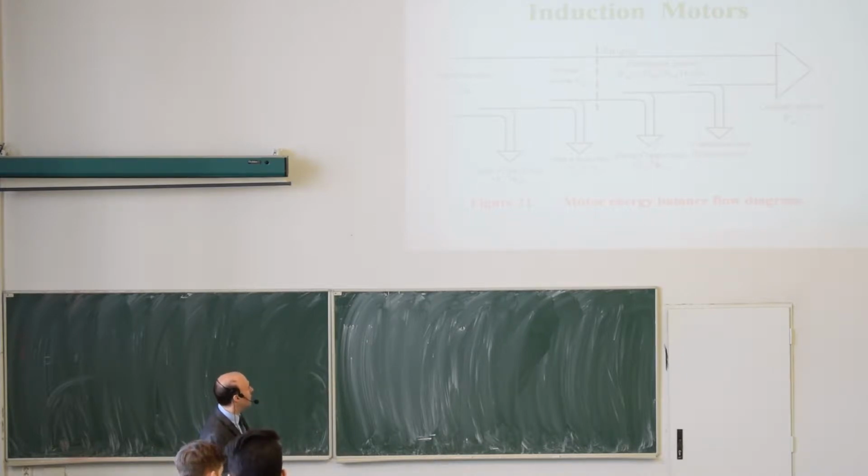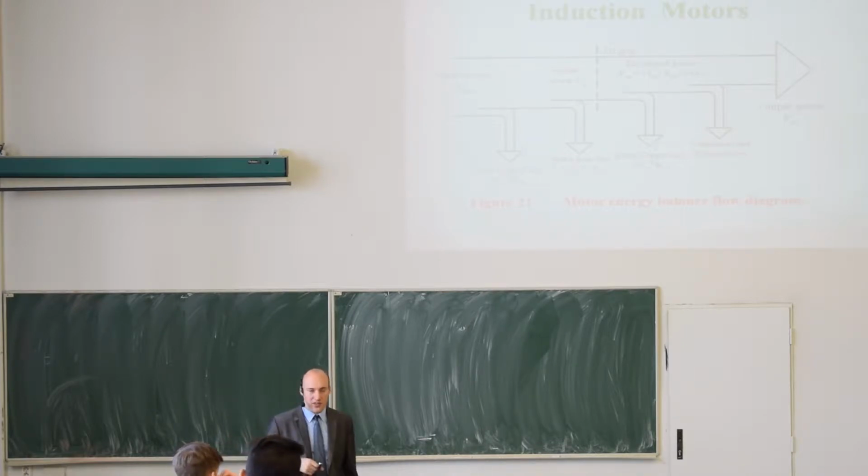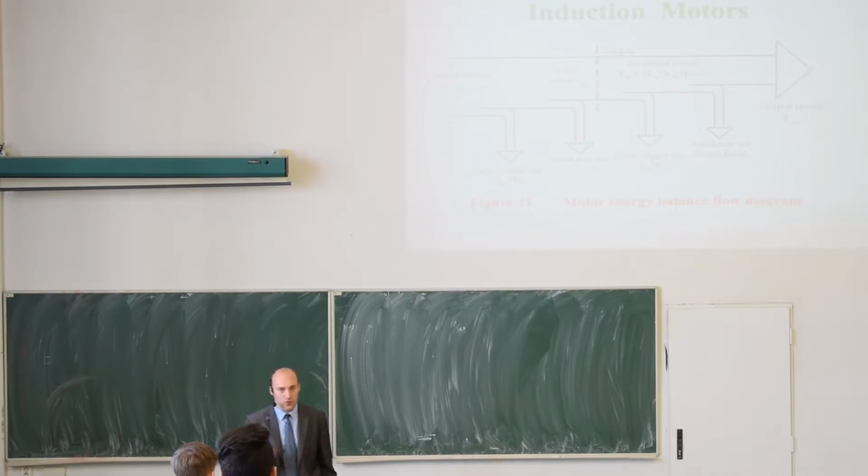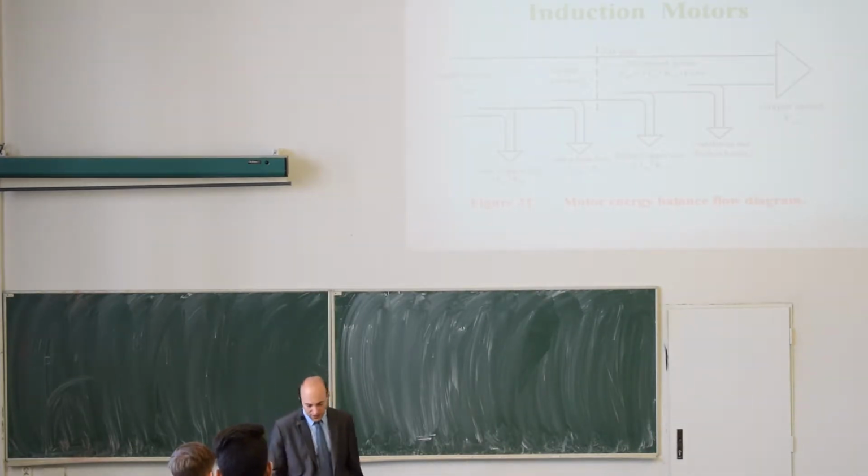Then we have rotor copper losses, so this is the rotor resistance recalculated by the use of slip, and then here we have additional losses like ventilation, friction in the bearings and so on. And this is what you will get on the output on the shaft that you can connect to some load, to some wheel and so on.